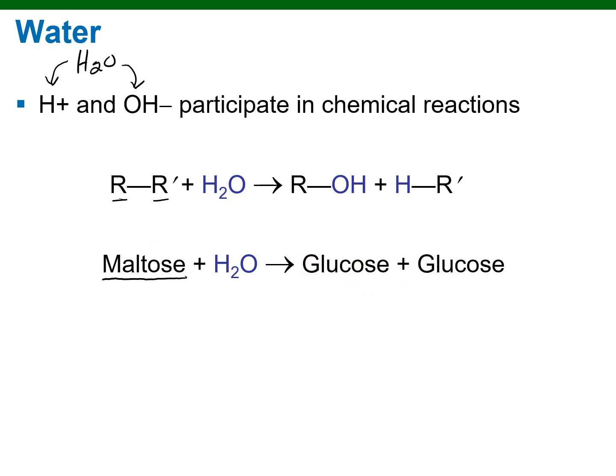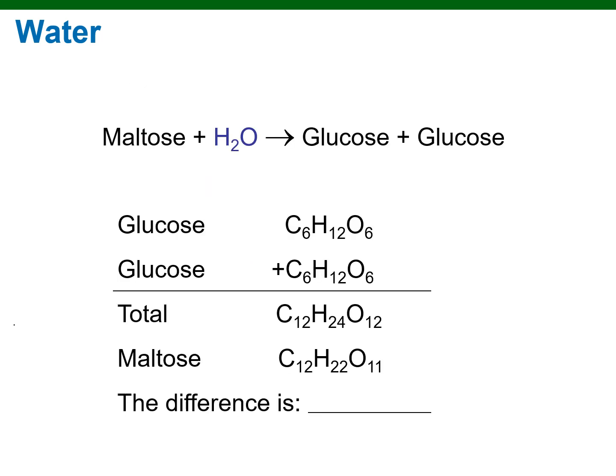If we do a little bit of math with the chemical equation that we saw in the previous slide, we can do some inventory here and see, okay, the molecular formula for glucose, which is a simple sugar that's found in our blood, like our blood sugar, its molecular formula is C6H12O6.